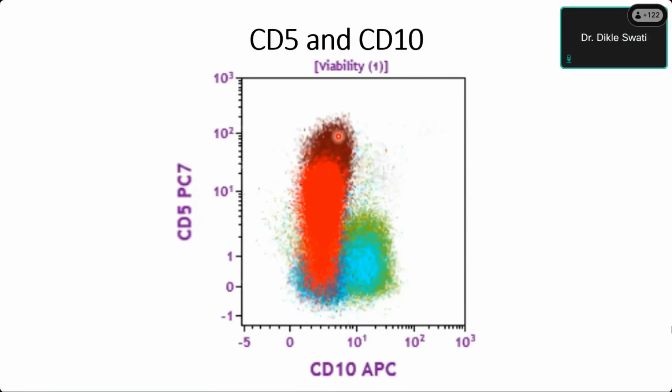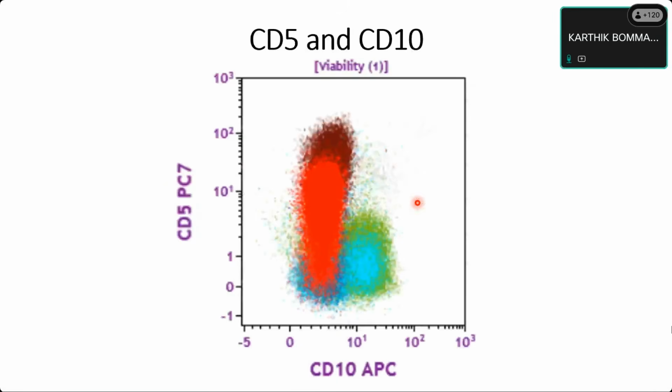No. Normal T cells will not express CD10, so we take it as an internal control. Neutrophils will be CD10 positive. So the expression of CD10 in my abnormal cells is similar to the pattern seen in my T cells. So it is CD10 negative, but CD5 is positive. So we are dealing with a CD5 positive malignancy.